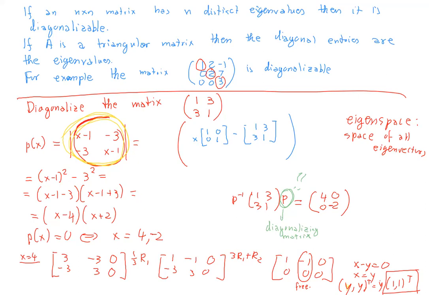Okay, so let's see. If x is equal to -2, then what is the matrix? Do I remember it now? I believe it was -3, -3, 0, -3, -3, 0, right? That's what it was. And I do a -1/3 row 1. That gives me 1, 1, 0, -3, -3, 0. And then I do a 3 row 1 plus row 2.